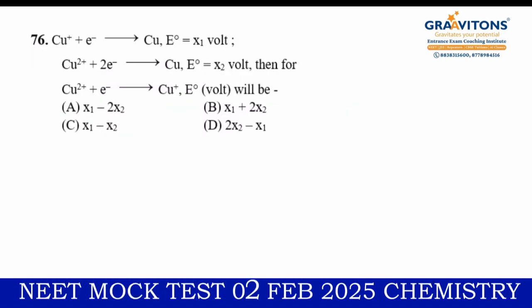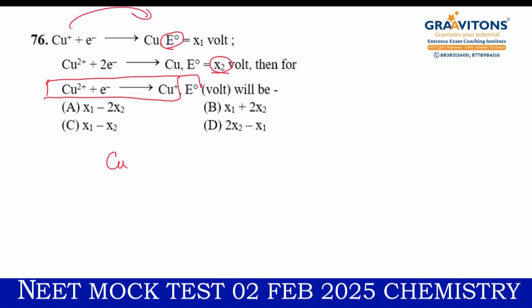76th question. Here Cu plus gains an electron and gives you Cu, whose electrode potential is taken as x1, and for Cu2 plus, 2 electrons are added and it gives you Cu. Here the reduction potential is taken as x2. So we need to have this overall equation. How can we get it? We should have Cu plus on the product side, so I have to reverse this first equation as Cu plus 1 electron out, and hence the reduction potential gets reversed, giving you a minus sign. So E naught is equal to minus x1.